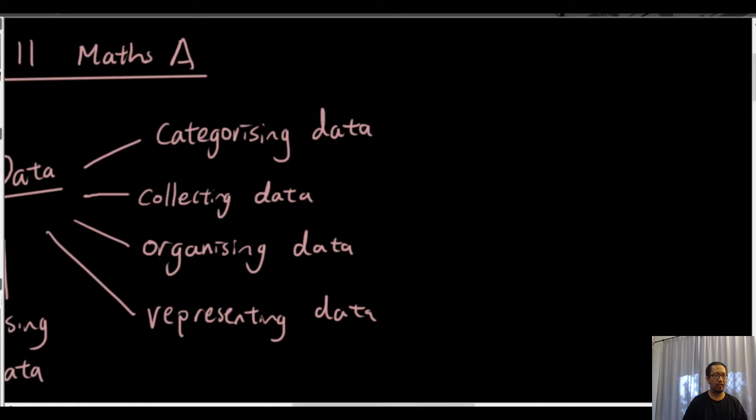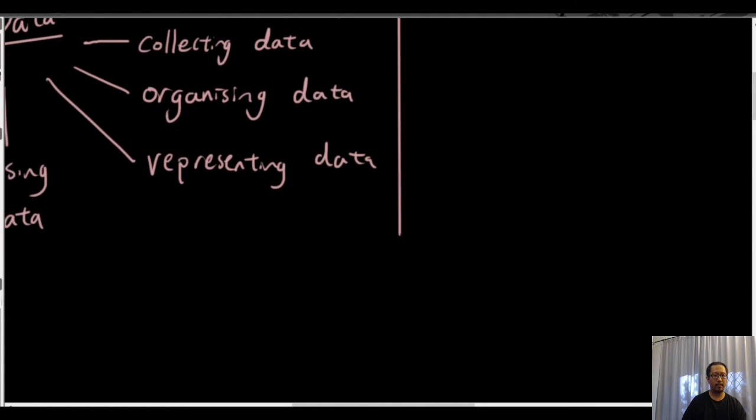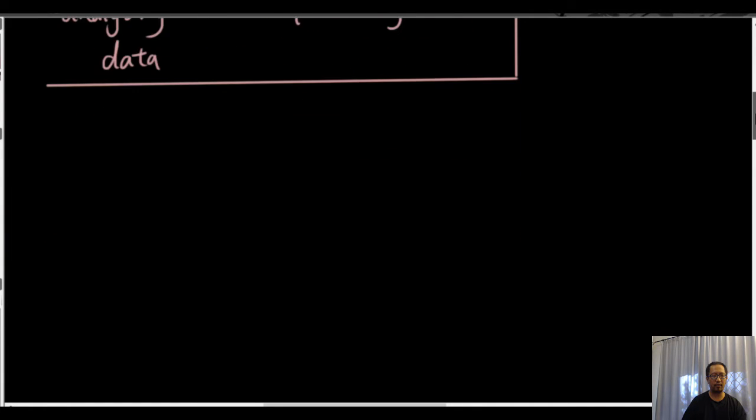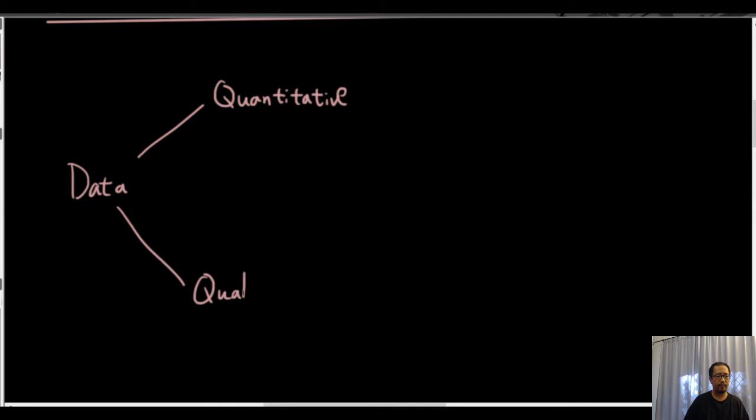So let's start with categorizing data. So data can be categorized as two things. Okay, so let's just do that. Let's draw another chart. So data can be categorized as quantitative and qualitative. Quantitative and qualitative.